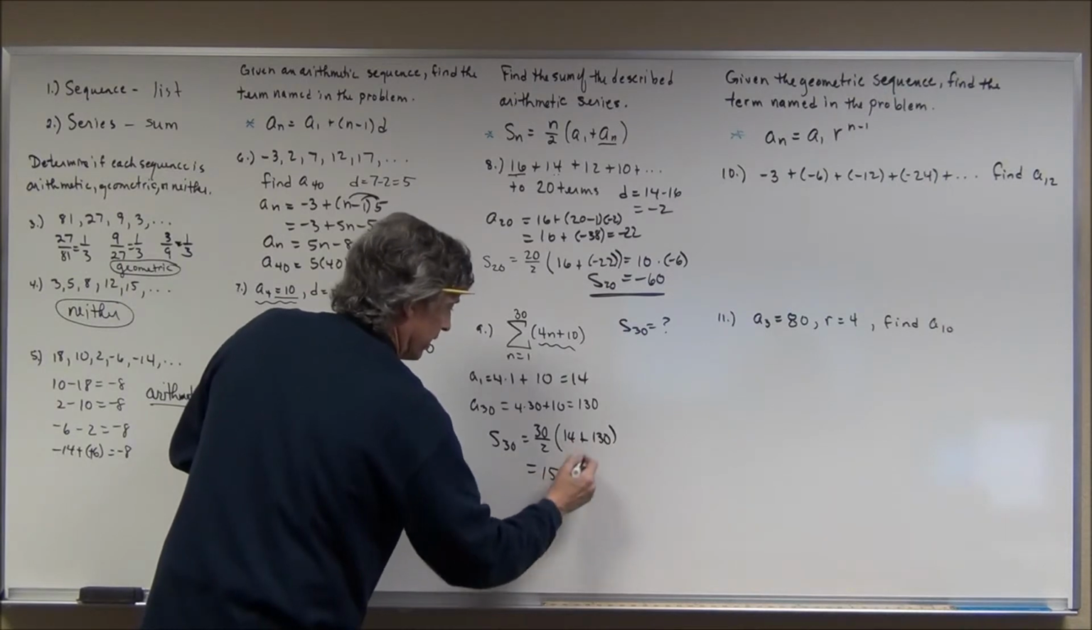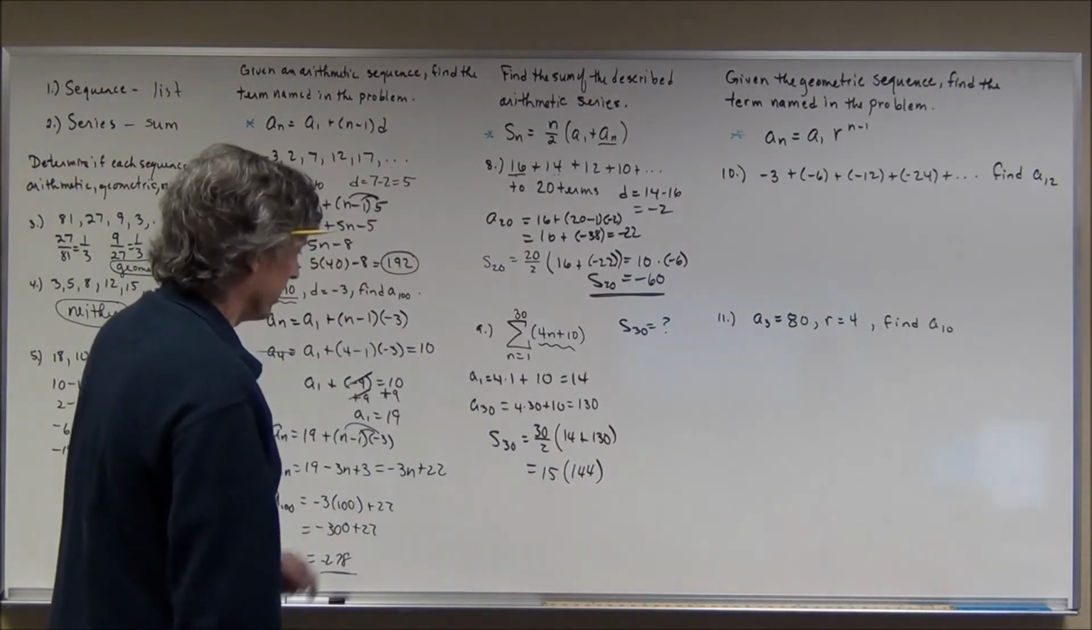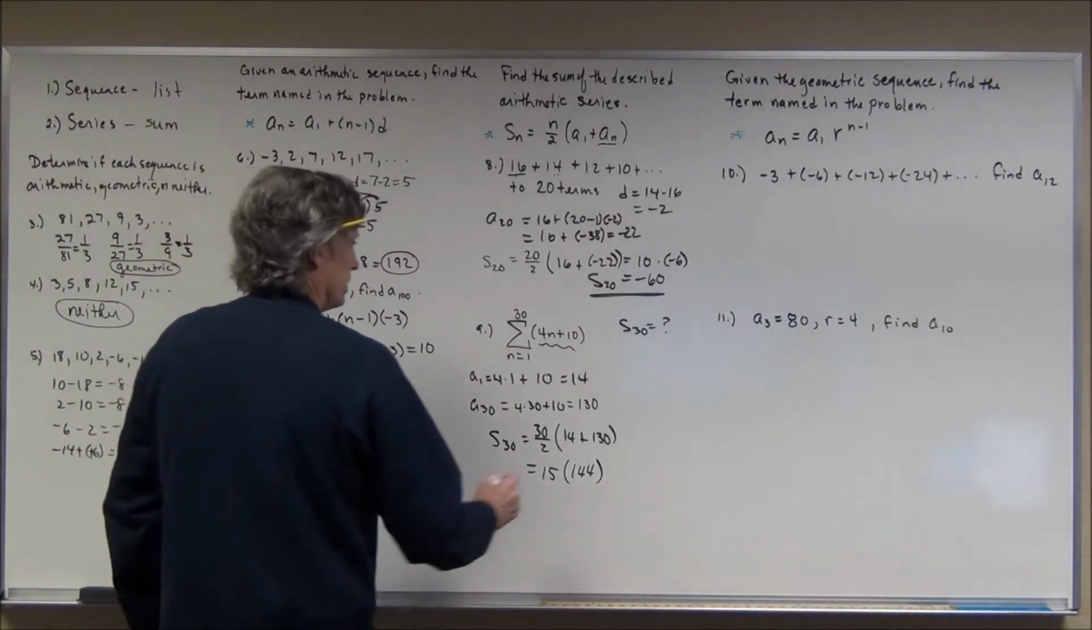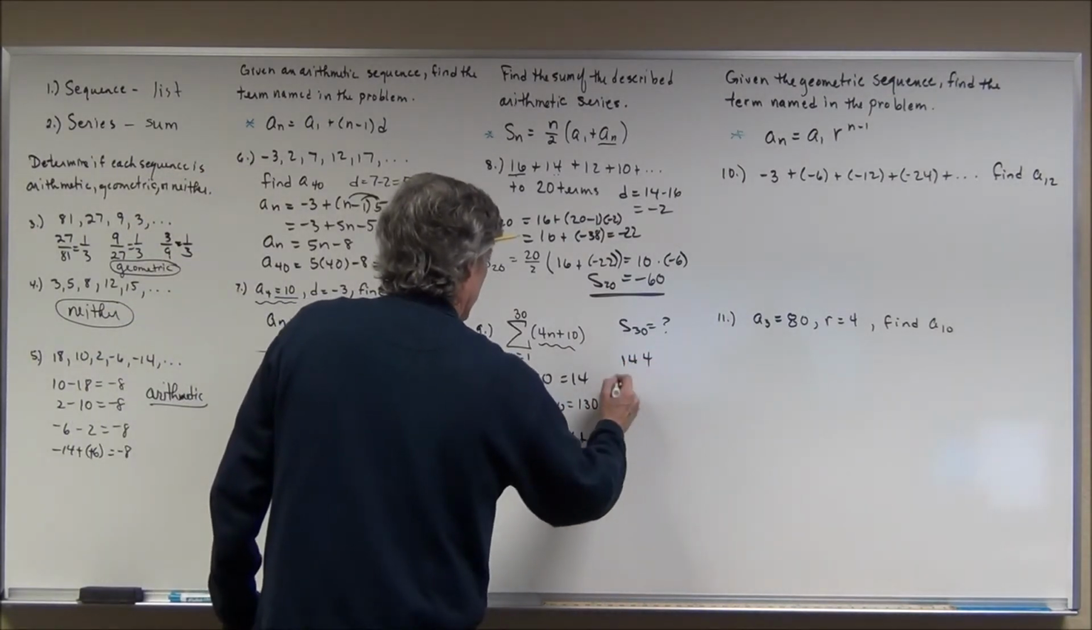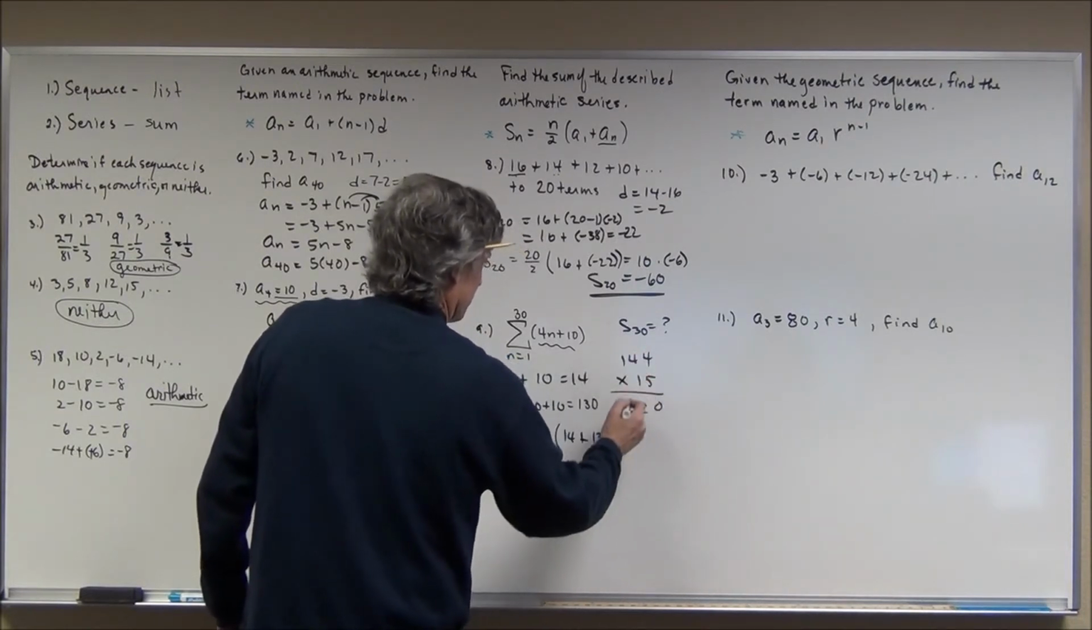This is 15 times 144, which I don't know what that is right off the top of my head. That's, let's see, 144 times 15. I think I left my calculator at my desk again. Not so smart.